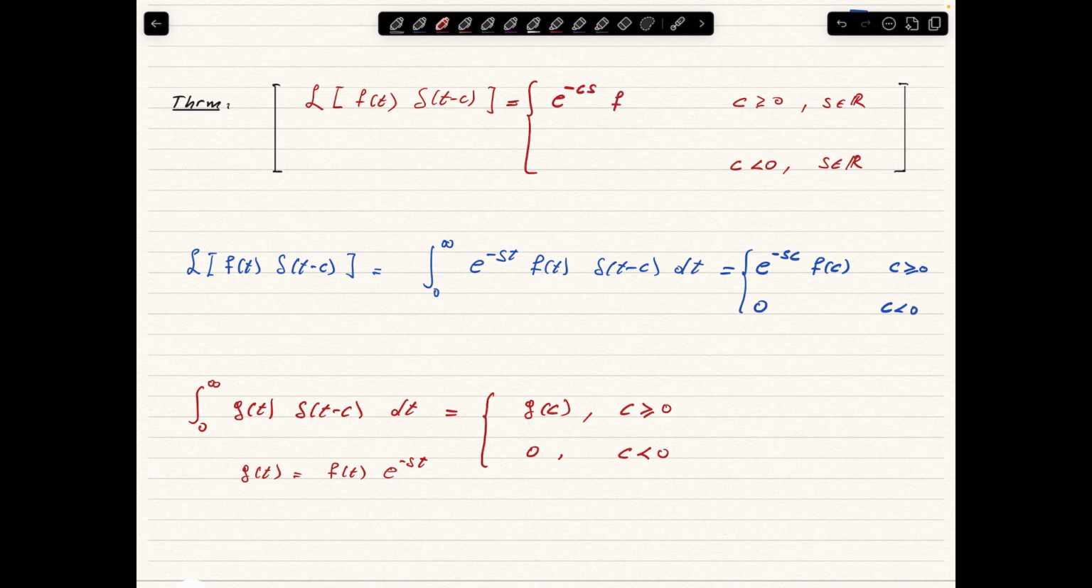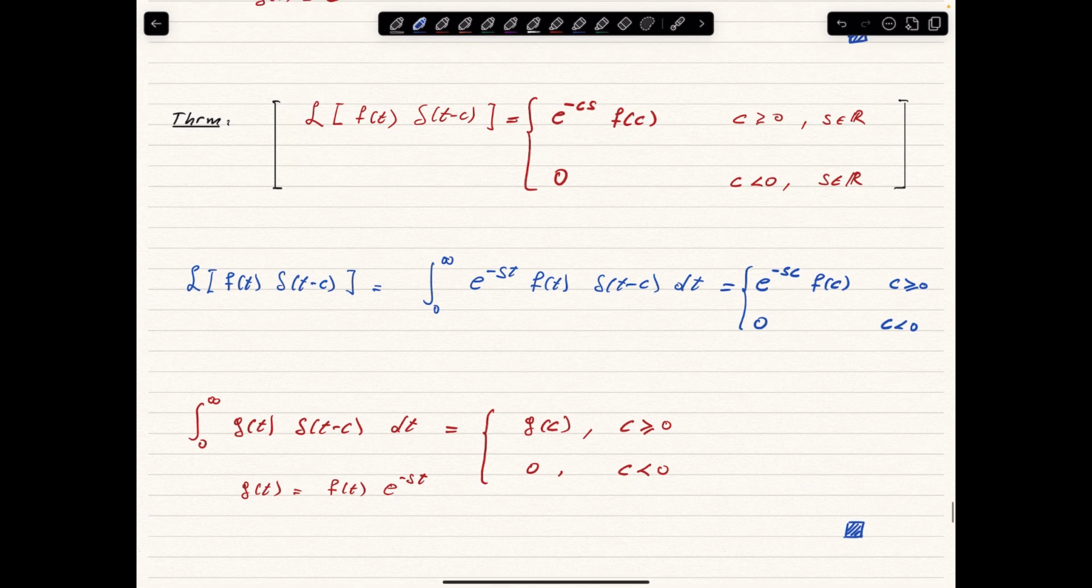Here we put exponential negative cs f at c, in this case for c positive or 0, or 0 when c is negative. And that's all. These two results are straightforward results from the main result in the previous page.